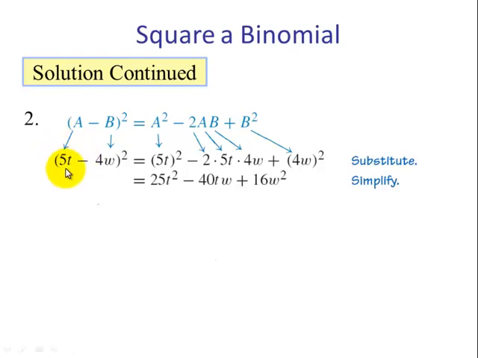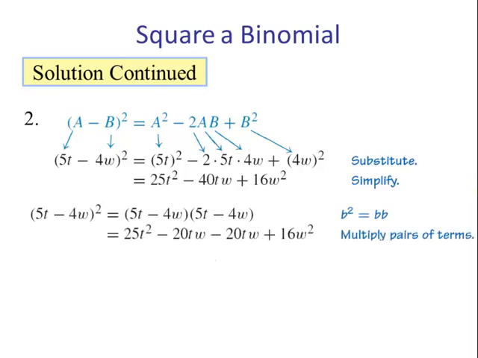So square the first: 5t squared is 25t squared. Double the product: 5t times negative 4w is negative 20tw. Double it and you get negative 40tw, plus the last term squared: negative 4w times negative 4w is a positive 16w squared. And again, if we were to write it out and use the full method, we would get the same answer as using the formula.